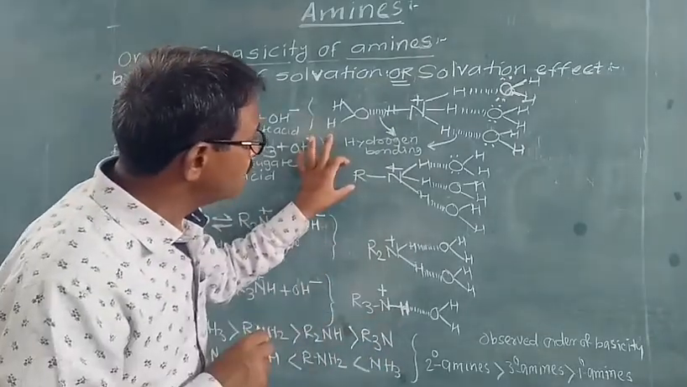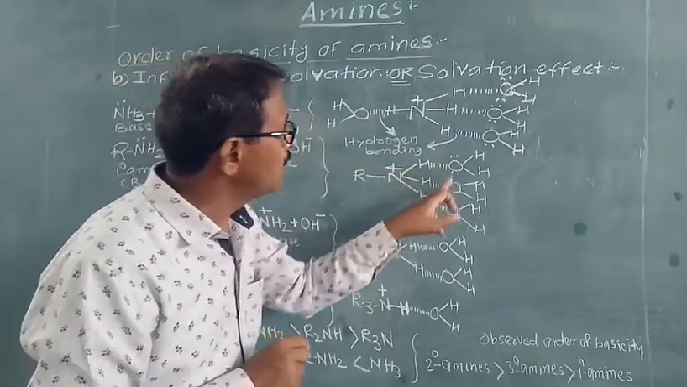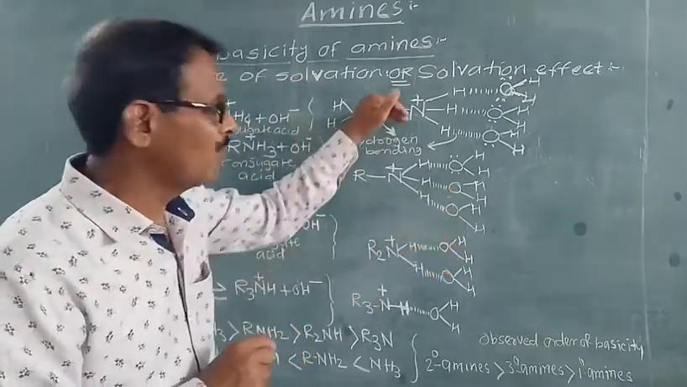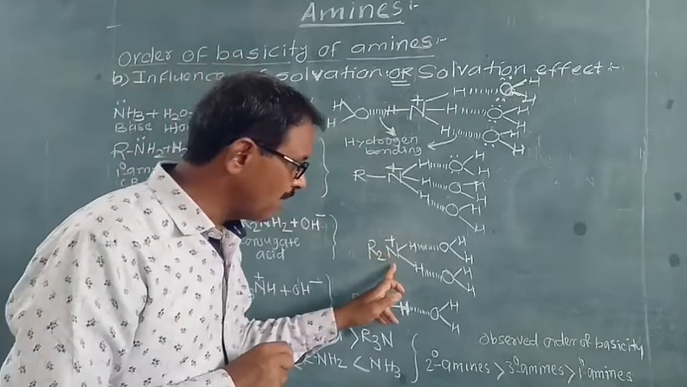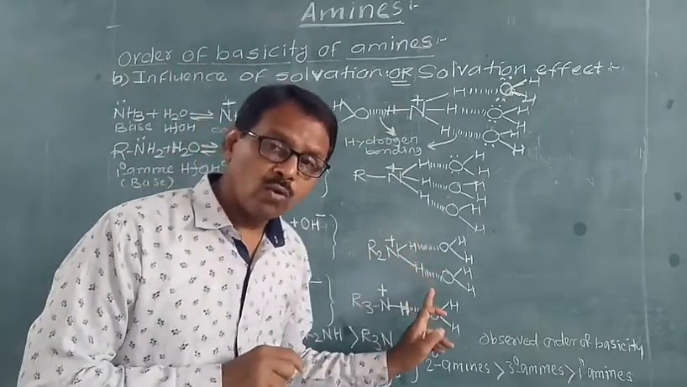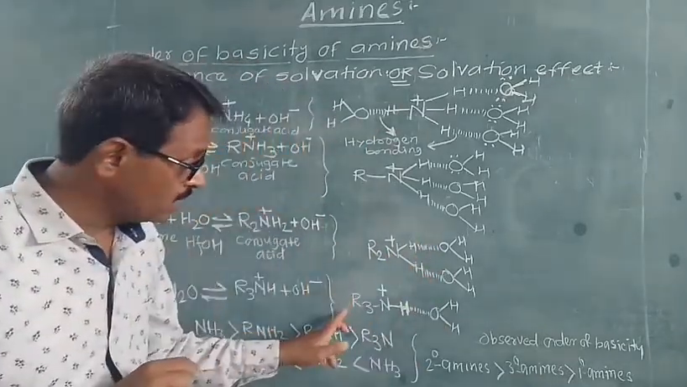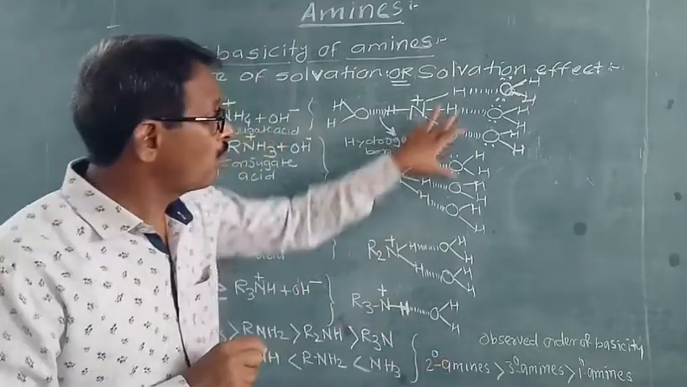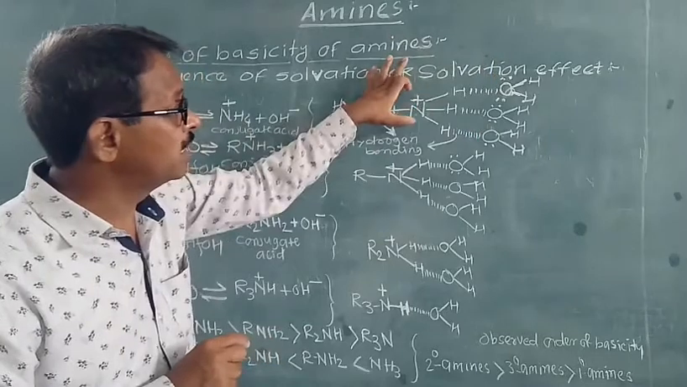Here in primary amines, this nitrogen atom is stabilized by 3 water molecules, therefore it is a weaker base than ammonia. Here the secondary amine is stabilized by only 2 water molecules, and the tertiary amine is stabilized by only 1 water molecule. The greater the number of water molecules, the greater the stability.